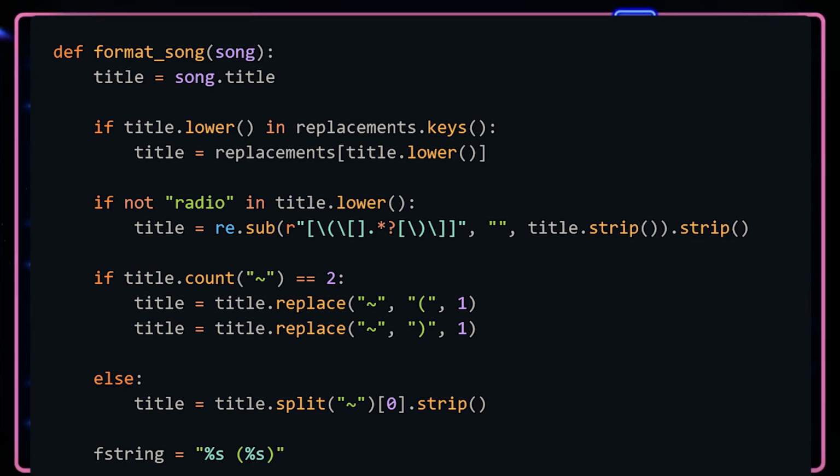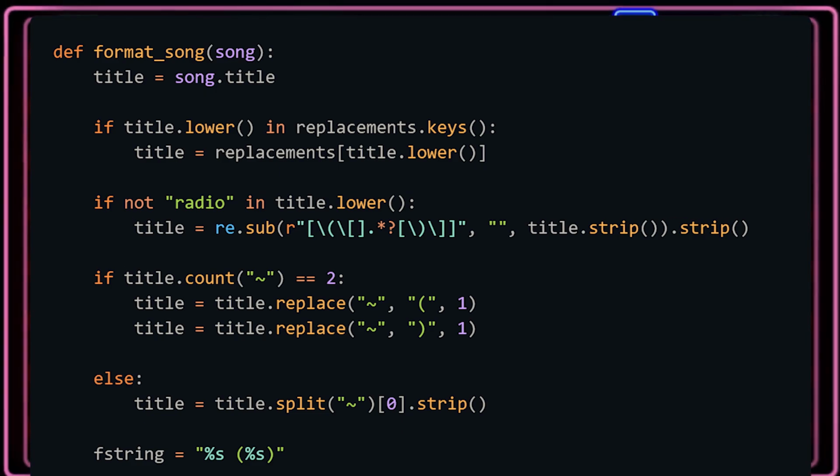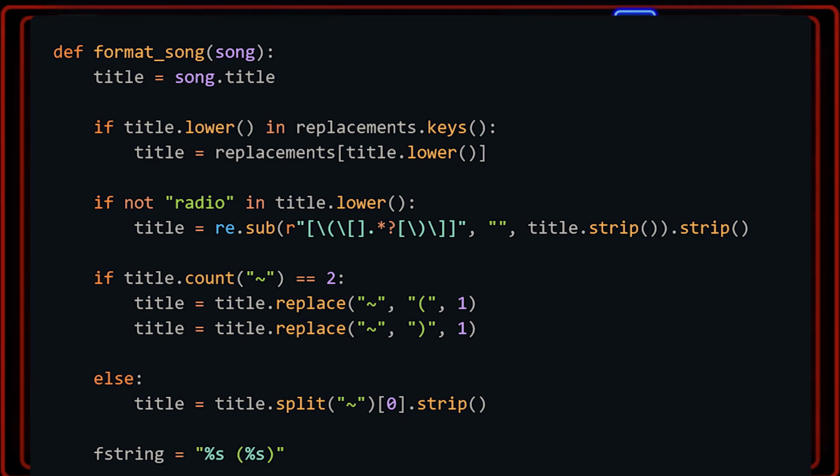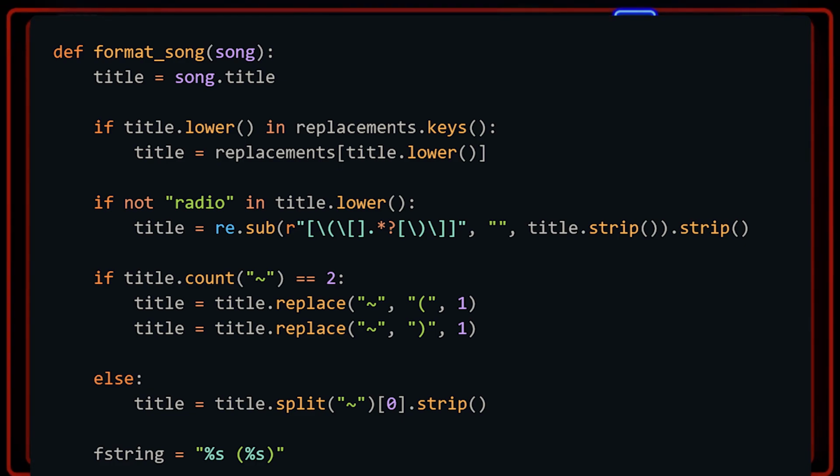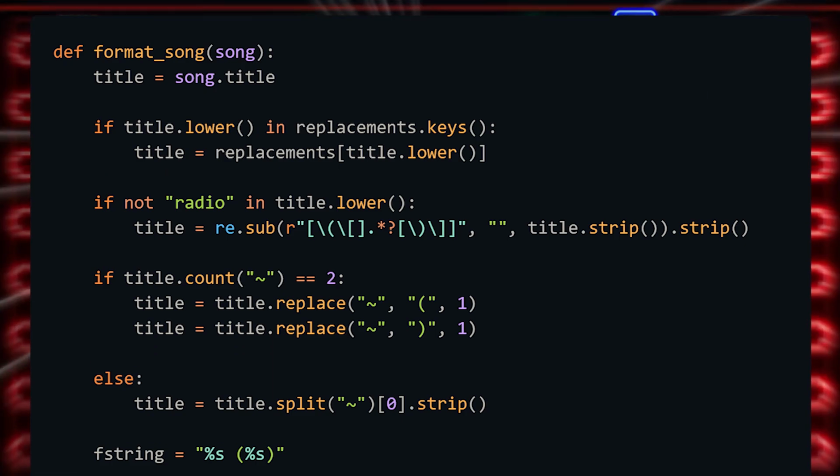Then there's another edge case for Rhythm Heaven songs. If there are two little squiggly line characters, it'll replace the first one with an open parenthesis and the other one with a closed parenthesis. If there's only one, then it splits the string there, otherwise it doesn't really do anything.